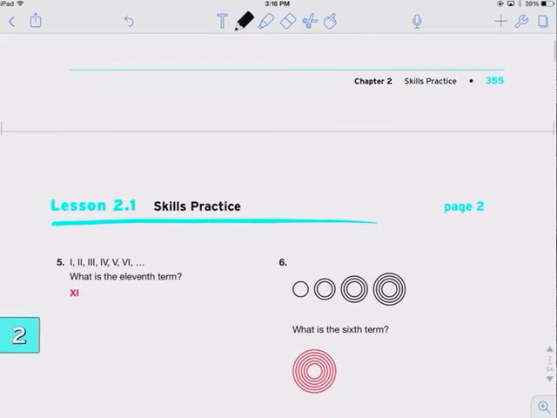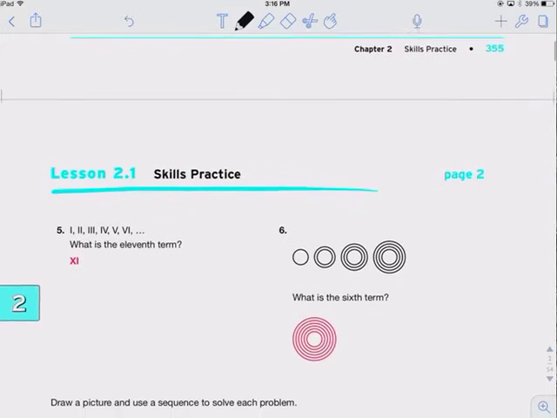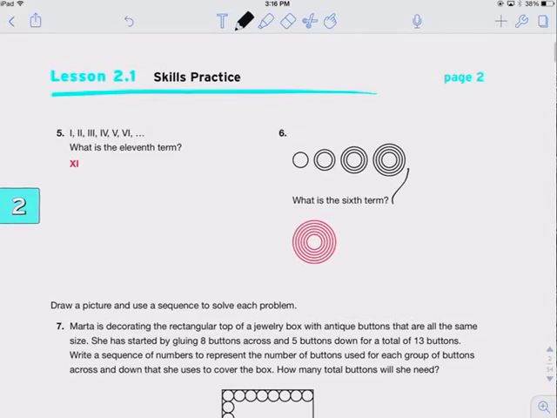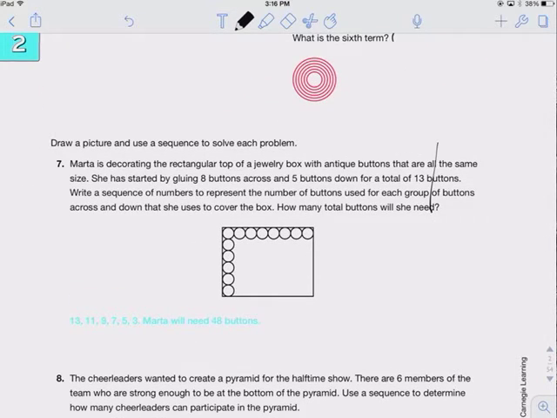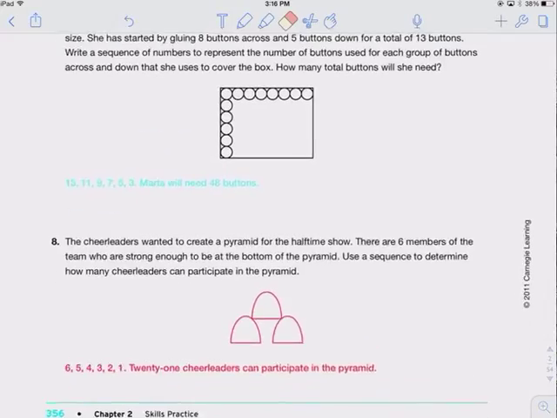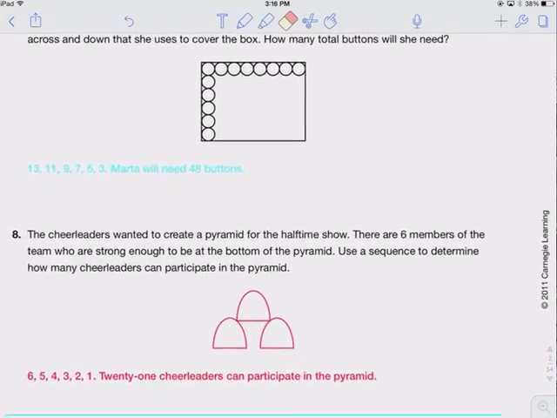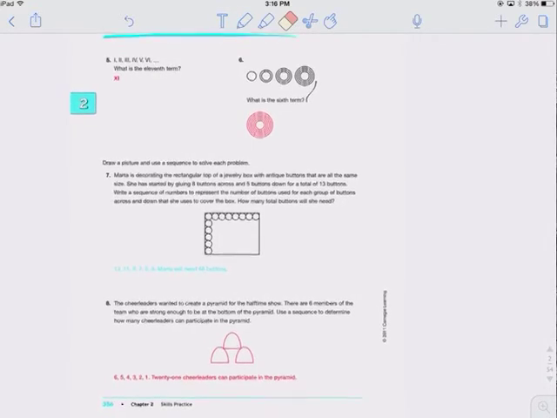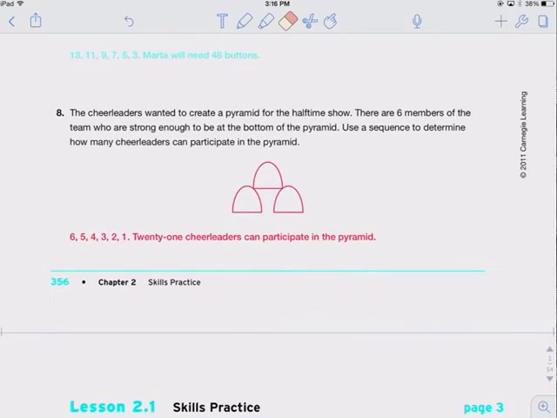Okay, number 5, 6. Oh, you guys know how to do this. Let's go to the real word problem. Wait, whoa. Do all of them. What's the 6th term? It looks like that. I'll post up the answer. I don't have time to go over it all.